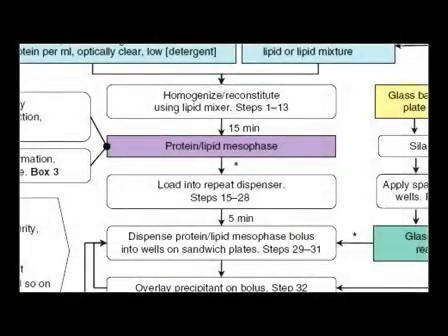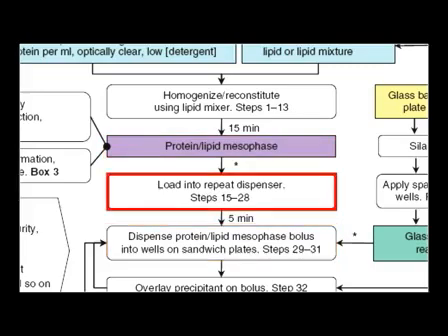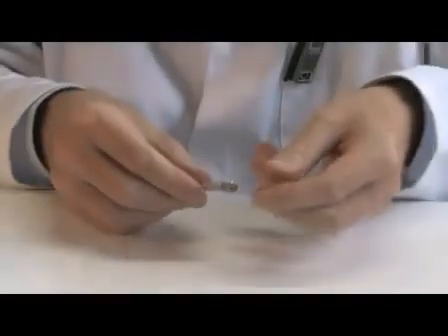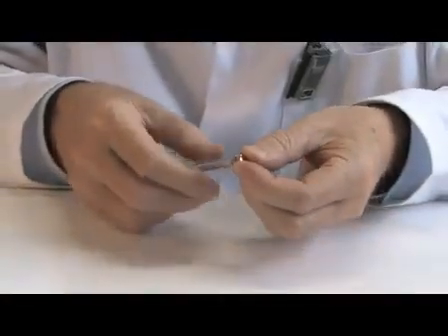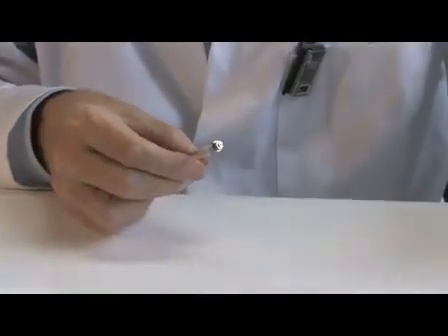At this juncture, the cubic mesophase has been formed and the protein is reconstituted into the lipid bilayer. The mesophase is now ready for dispensing into individual wells of the crystallization plates. First, however, the mesophase must be transferred to a 10 microliter Hamilton syringe mounted on a repeating dispenser. Begin this process by coupling the syringe to the dispenser, then load the syringe with the cubic mesophase.